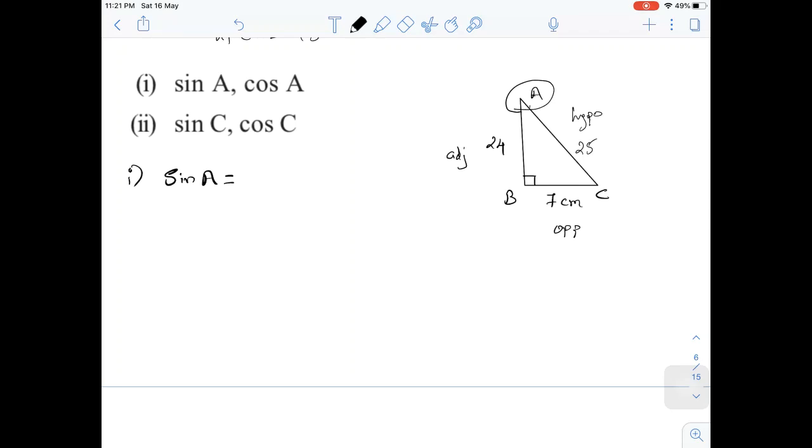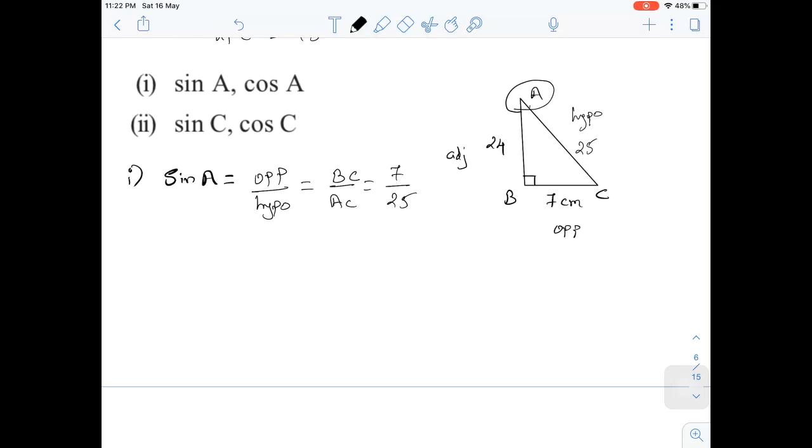As we all know, sine of any angle is equal to opposite side upon hypotenuse. So it can be written as BC upon AC, as AC is our hypotenuse. So let us write it here. Now the value of BC is 7 and AC is 25.